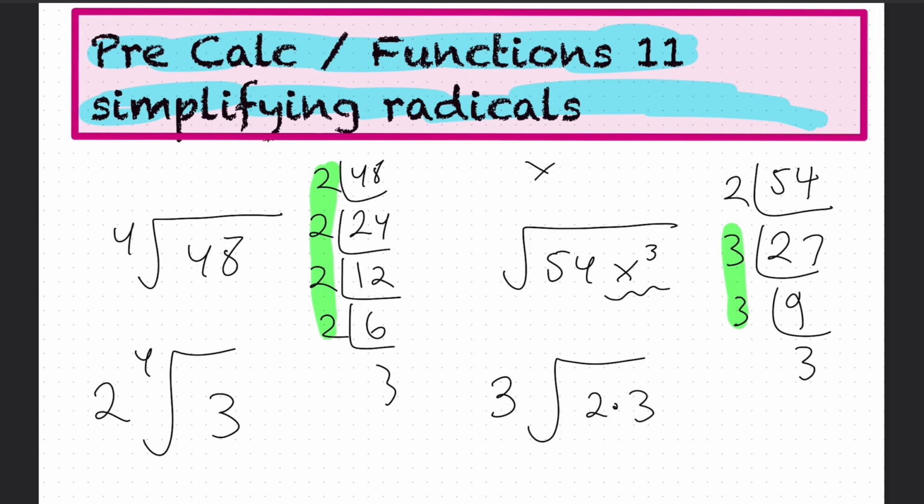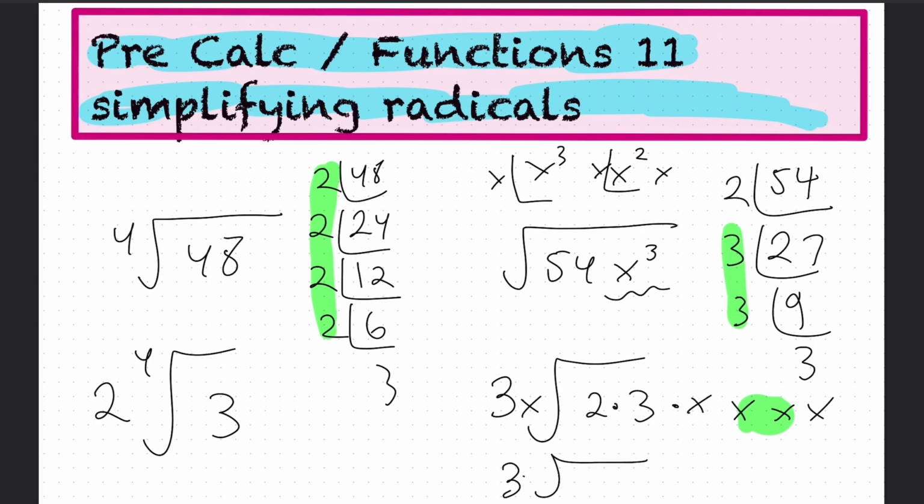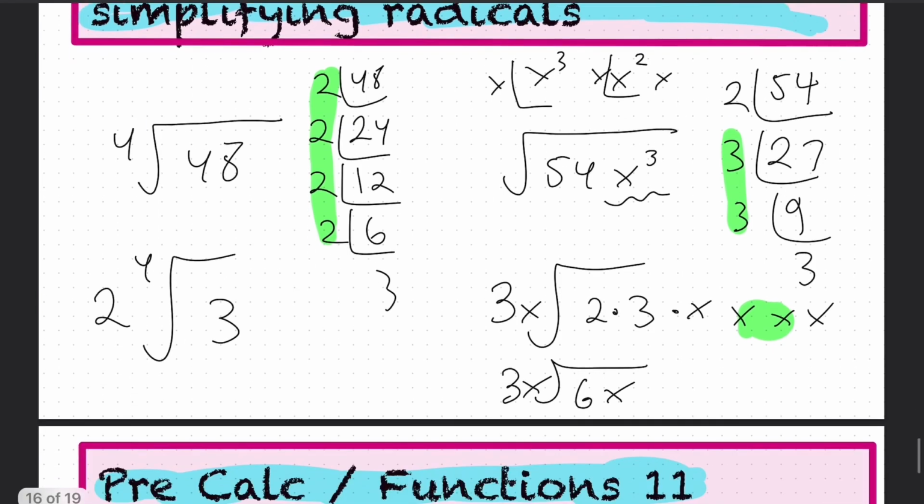And then the x to the 3 is the same thing. So x to the 3, if you divide out x, it's basically going to be like x times x times x. So then you can look for a group of 2 there. So one of them will come out. The other one will stay in. So 3x square root of 6x is our final answer.